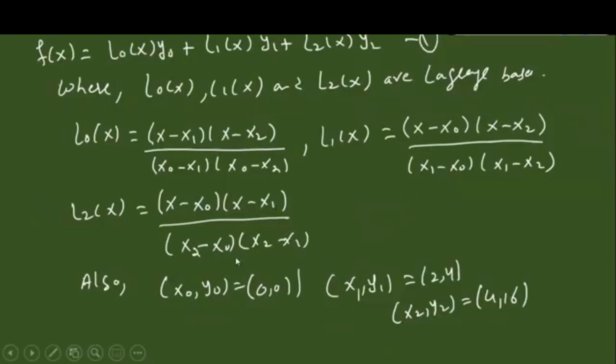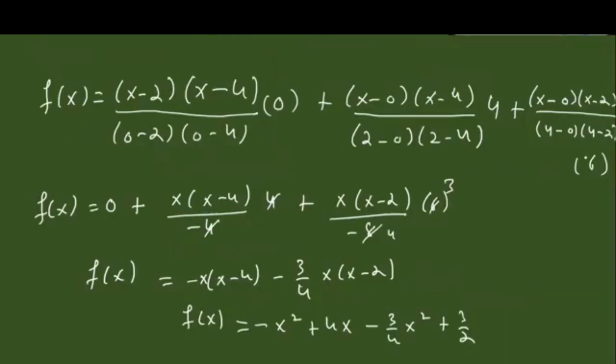So this is defined like this one: x2, x naught, x2, x1. So x naught, y naught, x1, y1, 2, 4, and x2, y2, 4. Oh, okay, I got the mistake now. Since I put 6, it is not 6, it is 16. That's why I was wondering why it is not. It is 16, not 6.